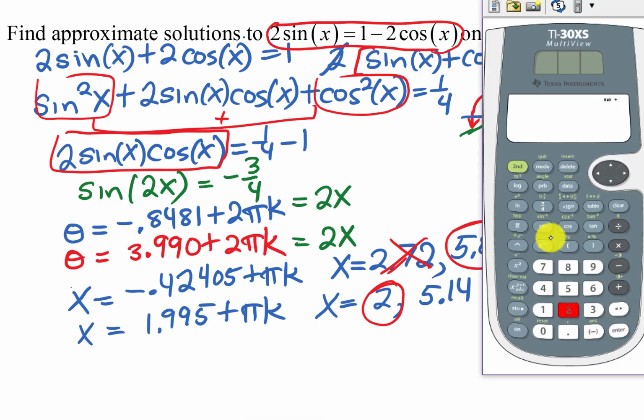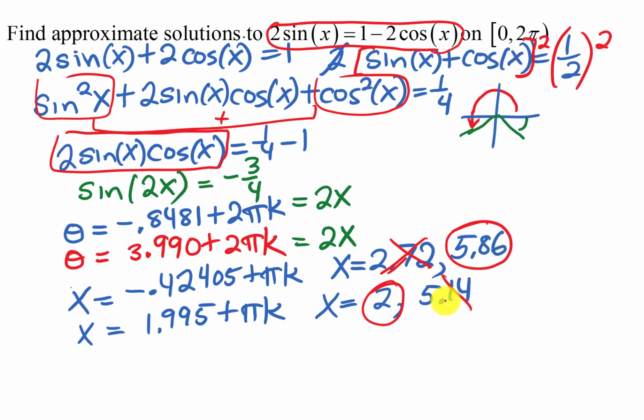Now I'm going to try 5.14. Okay, so I've got 2 sine of 5.14. We actually probably should have carried these about 4 places to have the accuracy here to 2 places by the time we're done. And then we're going to have 1 minus 2 cosine of 5.14, and that gives me completely different answers. So this one is also extraneous, and I have 2 solutions, 5.86 and 2.